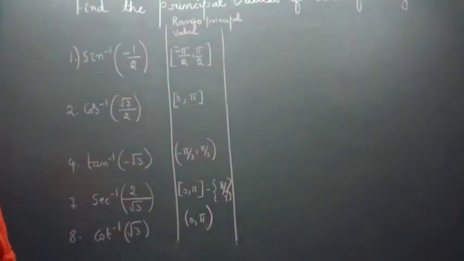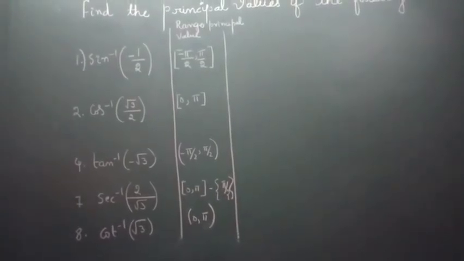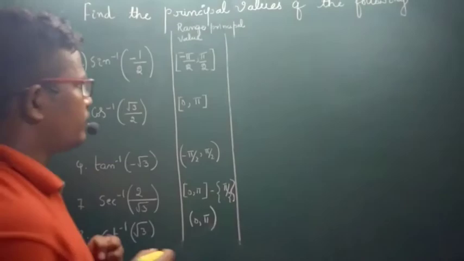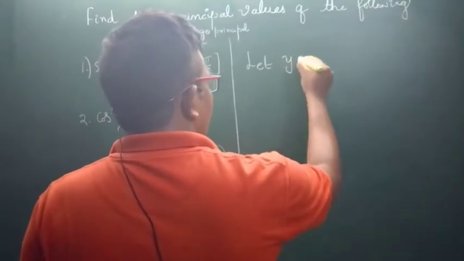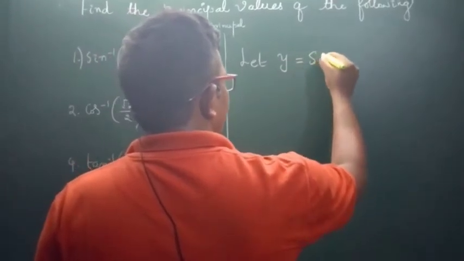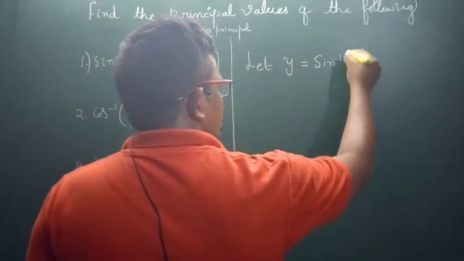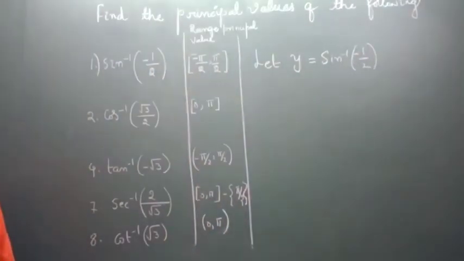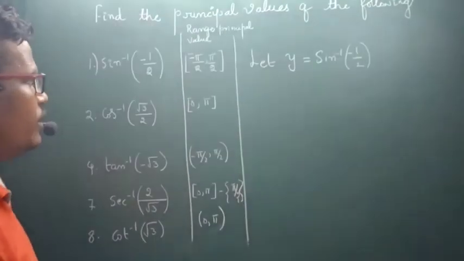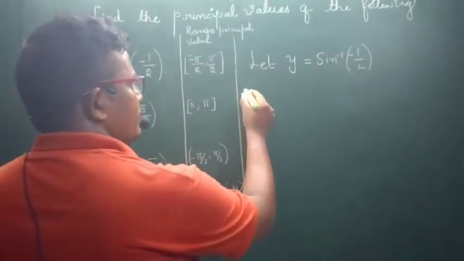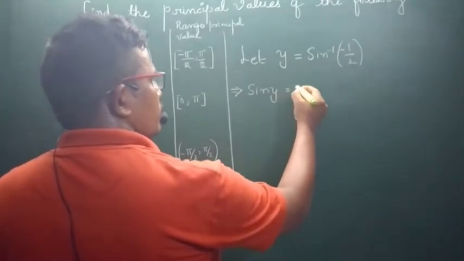The first question is sine inverse minus 1 by 2. Let y equal to sine inverse minus 1 by 2. Then that implies sin y equal to minus 1 by 2.